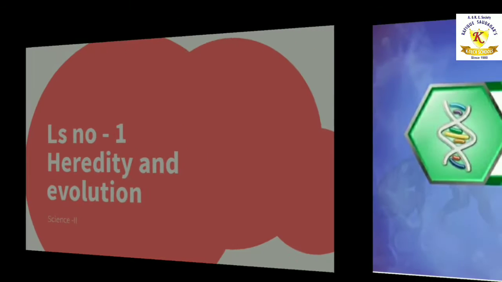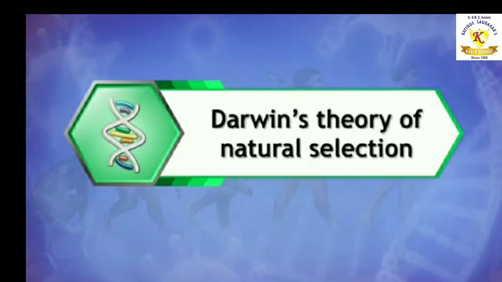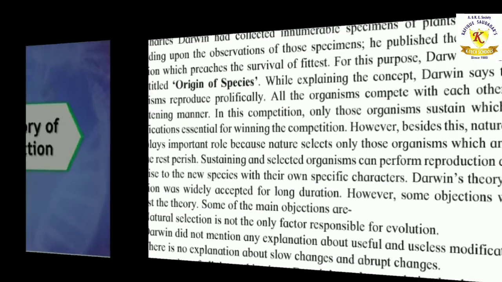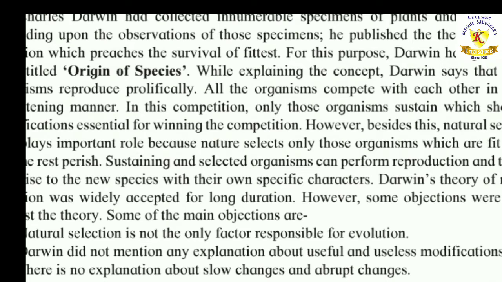Children, today in this video, we shall be learning Darwin's theory of natural selection. Now let's see what it is. Charles Darwin had collected innumerable specimens of plants and animals, and depending upon the observation of those specimens, he published the theory of natural selection, which preaches the survival of the fittest.